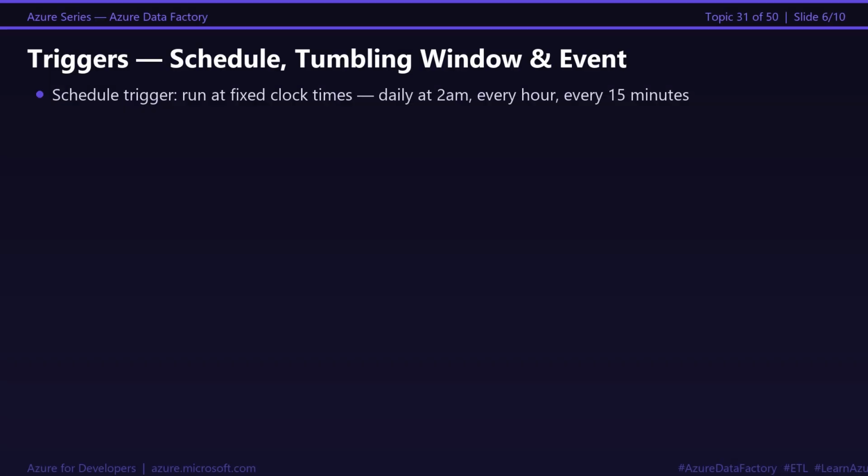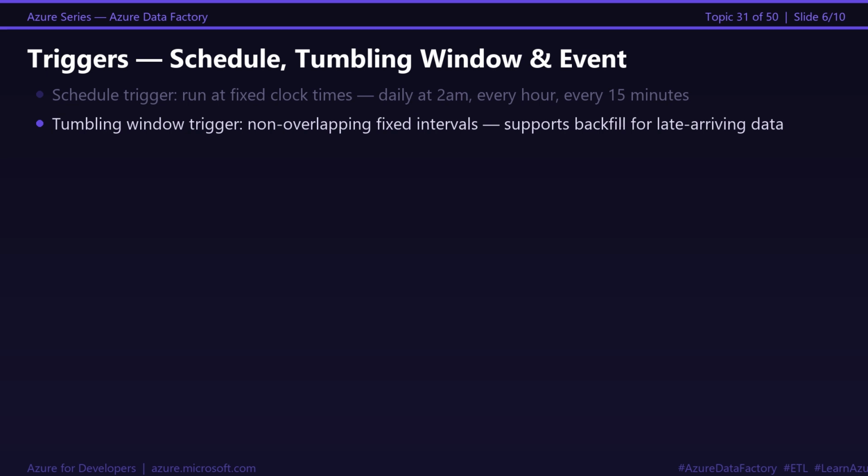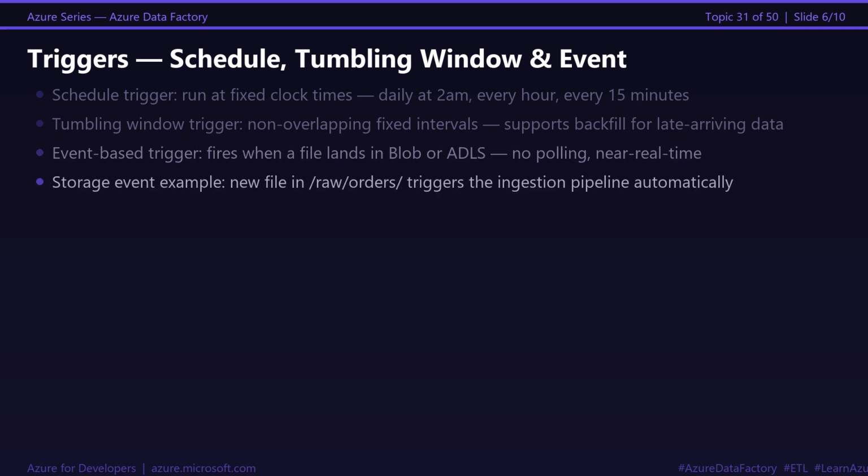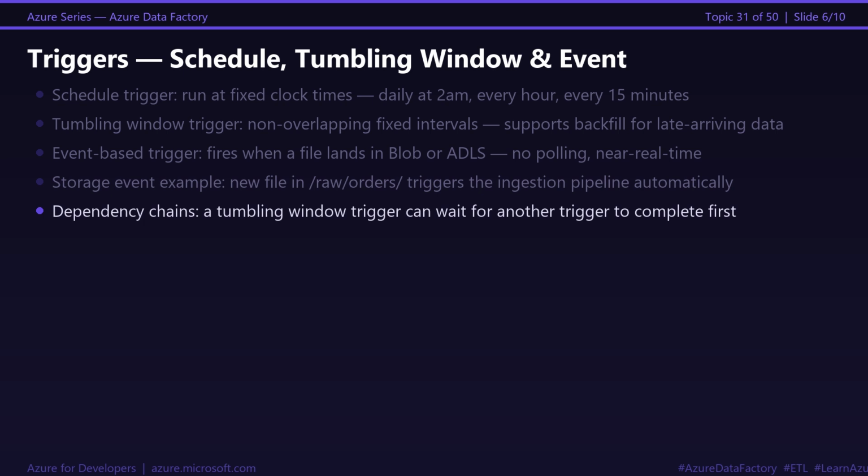Schedule triggers fire at a clock time, every day at 2 a.m., simple and predictable. Tumbling window triggers are for windowed analytics. Each 1-hour window runs independently, with backfill support if a run was missed. Event-based triggers fire the moment a file lands in storage, no polling delay, near real-time ingestion. The dependency chain feature lets you enforce ordering, only run window T+1 after T completes successfully.